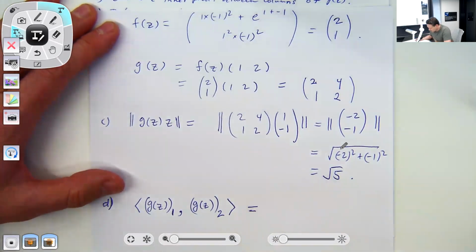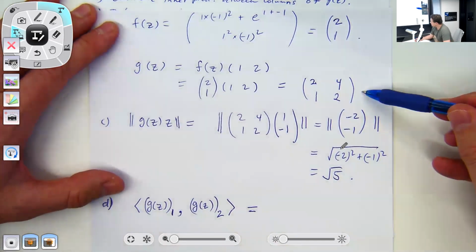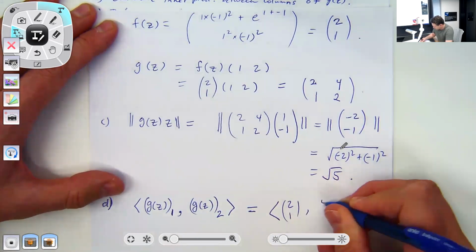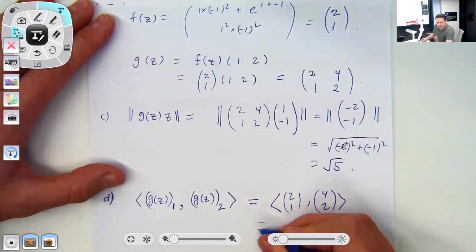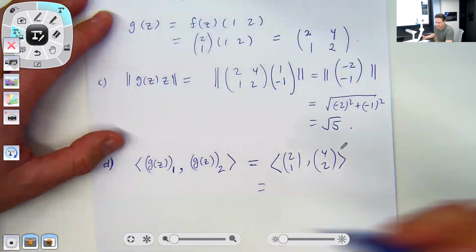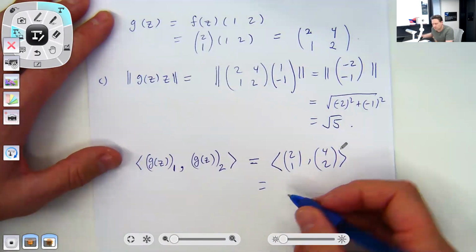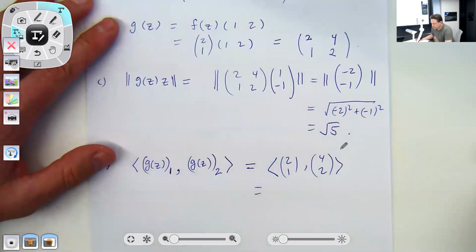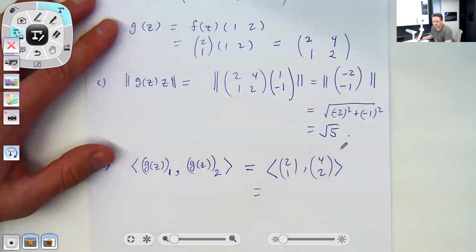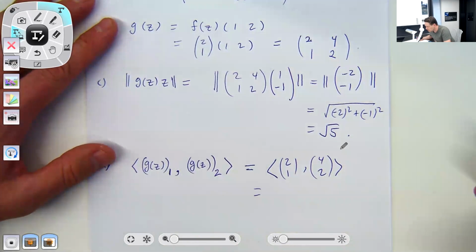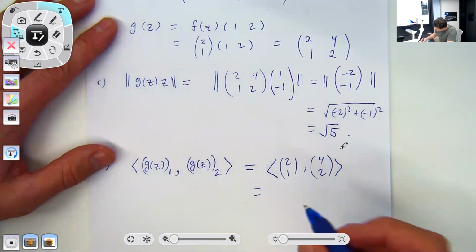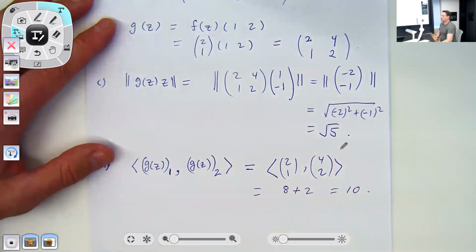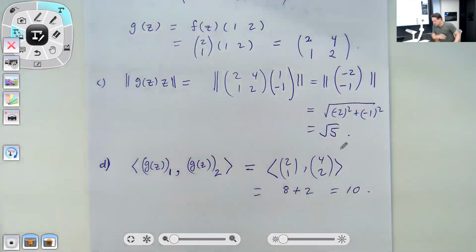Okay, now let's have a look at our columns of G of Z. That was G of Z right there. So we're taking the dot product of 2, 1, and 4, 2. And remember, that just means to multiply across and add the result. Or you could take this as a matrix multiplication, right? And you get the same thing, just in a 1 by 1 matrix, but that's often just thought of as a number. Anyway, so here we go. So 8 plus 2, and we get 10. All right, good. So far, so easy.